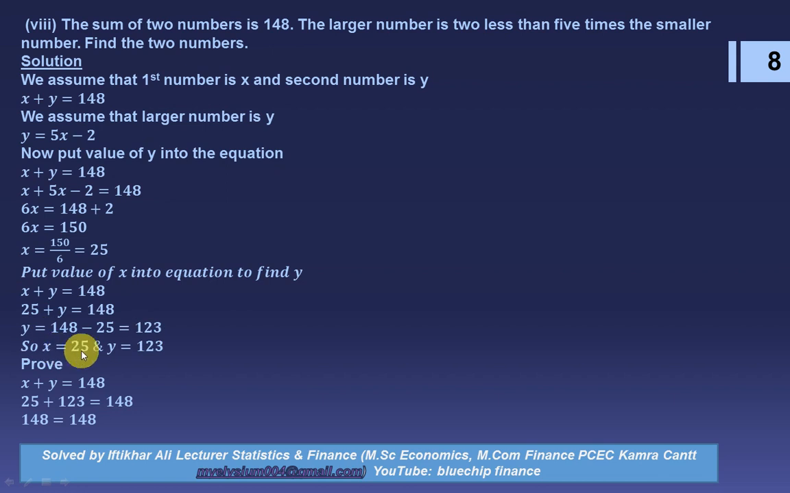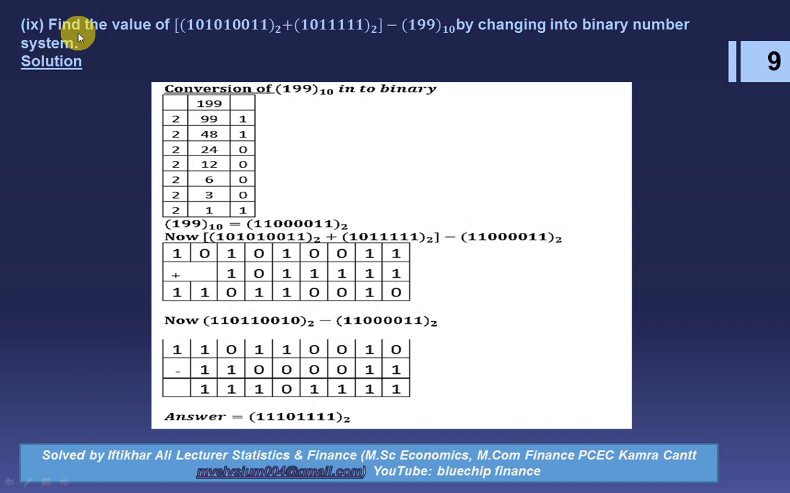So x is 25 and y is 123. You can prove whether this is correct or not. Simply put the values of x and y into this equation, and this should be equal to 148.